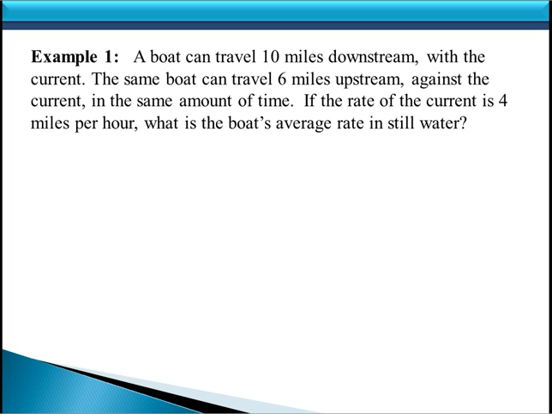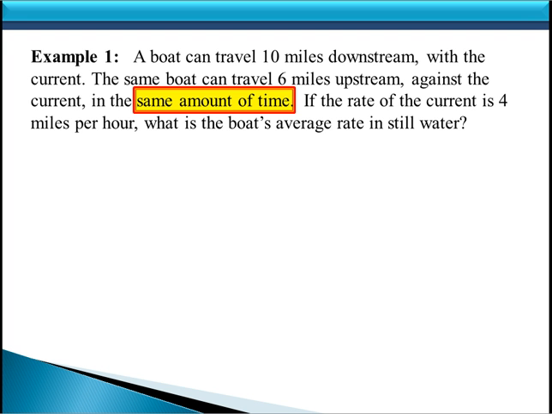So for this first example, we have a boat that can travel 10 miles downstream with the current, and the same boat can travel 6 miles upstream against the current in the same amount of time. If the rate of the current is 4 miles per hour, what is the boat's average rate in still water? Notice we see that phrase, in the same amount of time.